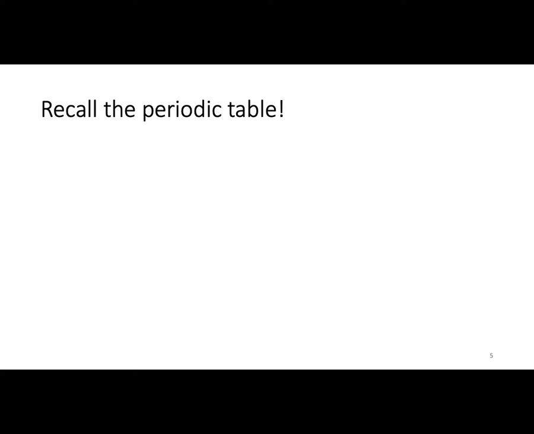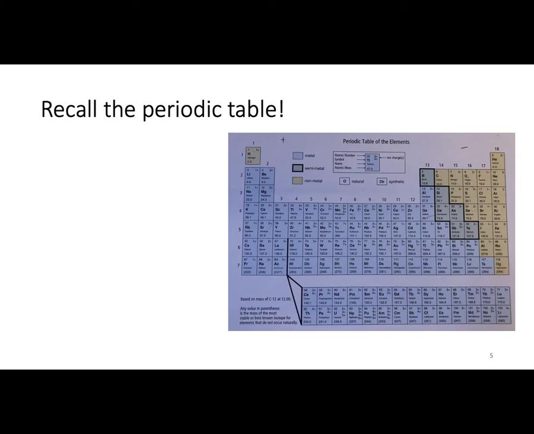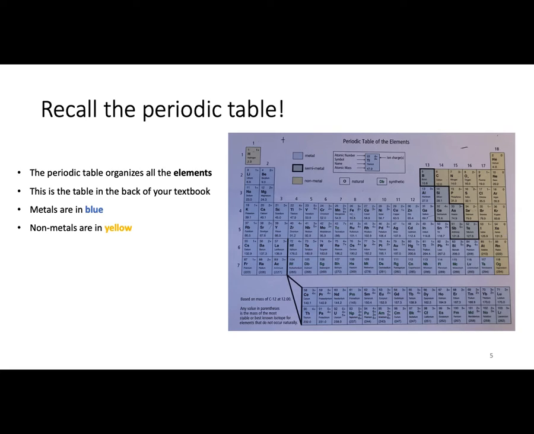Okay, so let's review the periodic table real quick. This is the one in the back of your textbook. The periodic table organizes all the elements. The metals are in blue, and they're on the left. The nonmetals are in yellow, they're on the right. The semi-metals are in green. Sometimes these are called metalloids. Don't really worry about these for grade 10, but they have properties of metals and some properties of nonmetals too. Everything on Earth is made up of different combinations of these elements.